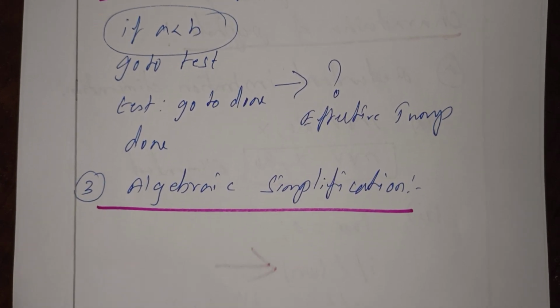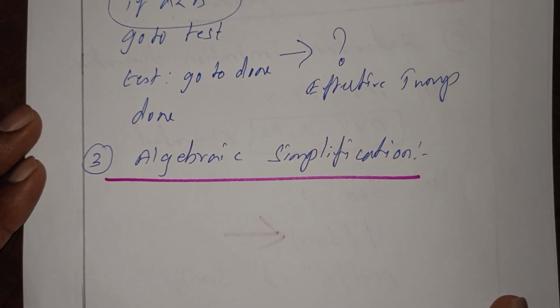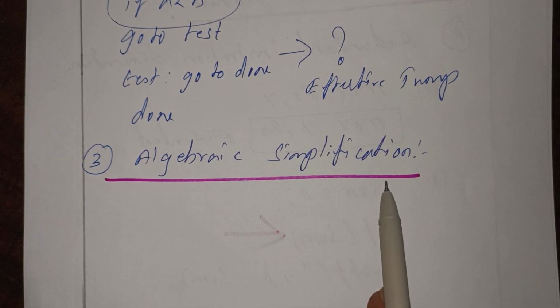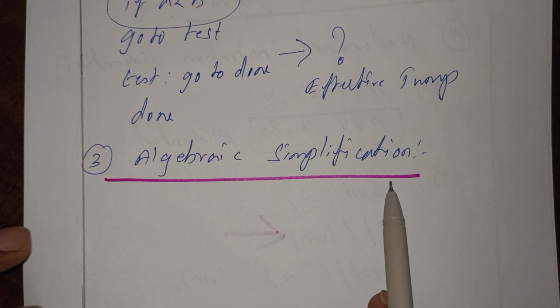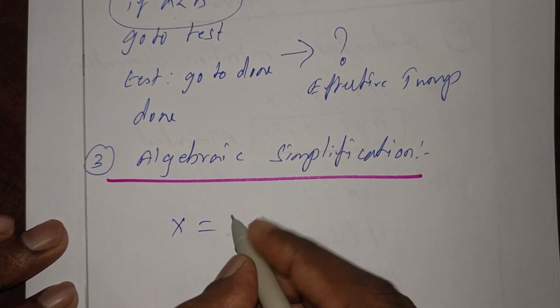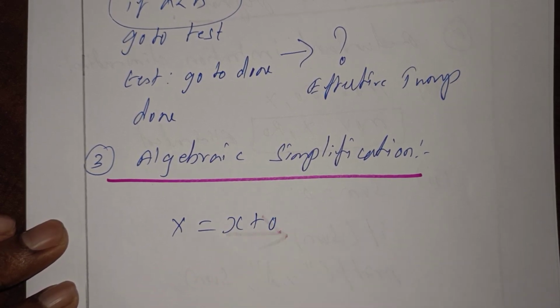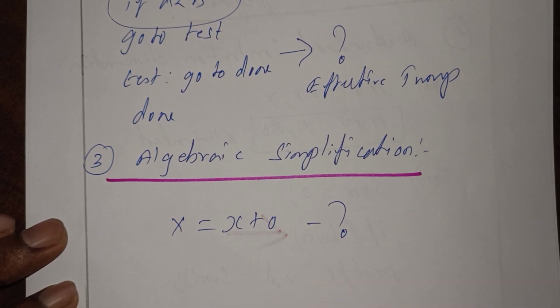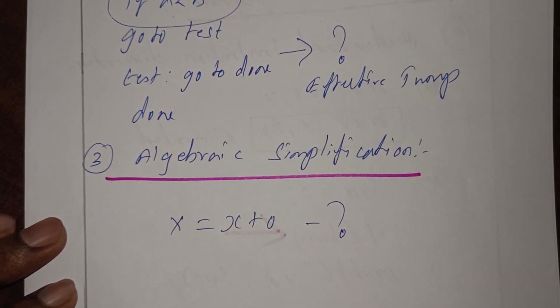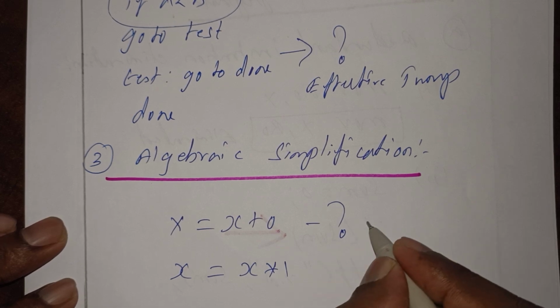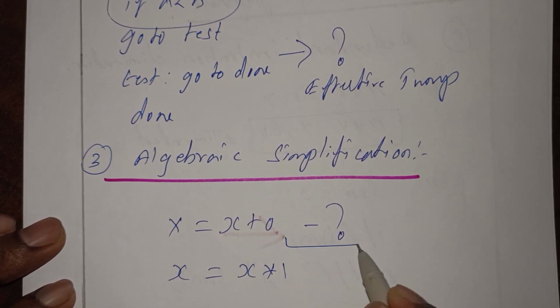Okay, so the third main approach you can see here is algebraic simplification, right? Let me tell you what this is. It often produces intermediate code, which can be eliminated by peephole optimization. How? For example, x is equal to x plus 0. There is no value for this. Now say for example, x is equal to x asterisk 1. So you find what is the value for this.